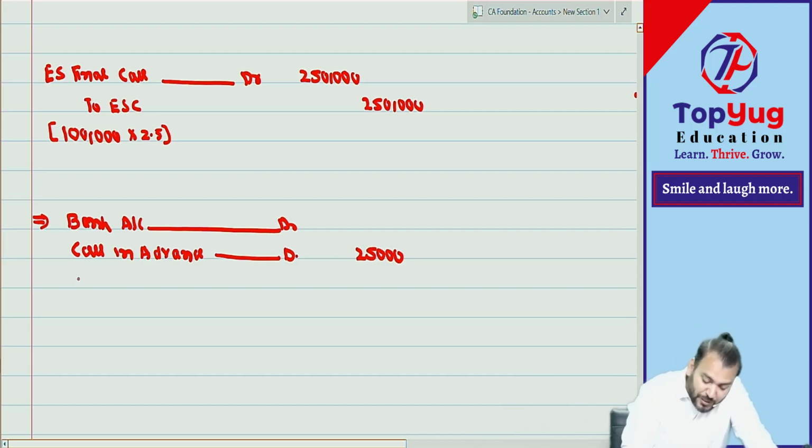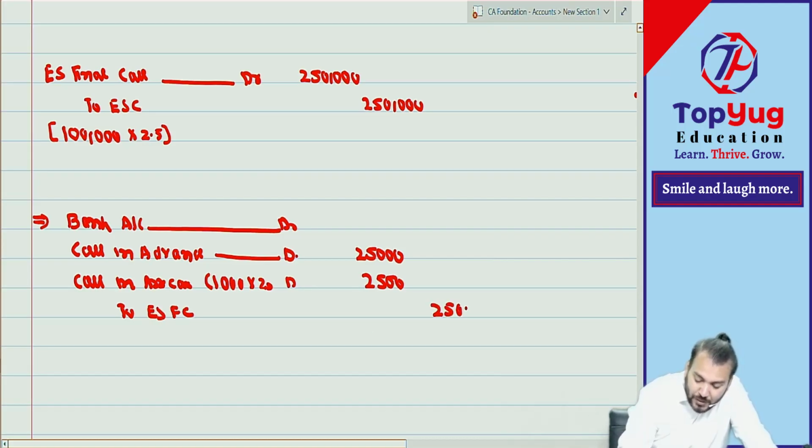Correct? And how much have we not received? Calls in arrear will also be debited. So calls in arrear is 1000 into what? 2.5. That is 2500. To equity share final call, that is 2 lakh. So automatically the difference of these two will be bank. So 2 lakh 50,000 minus these two will be 2 lakh 22,500.